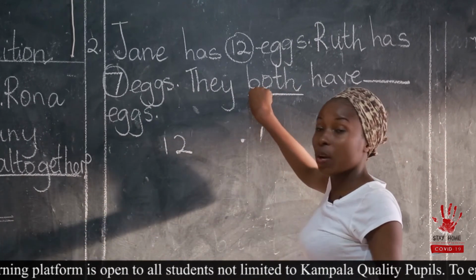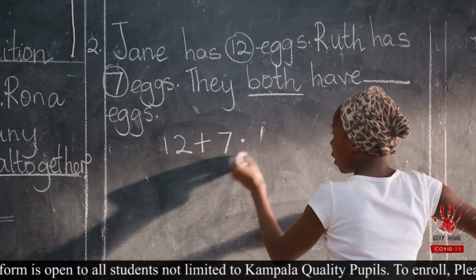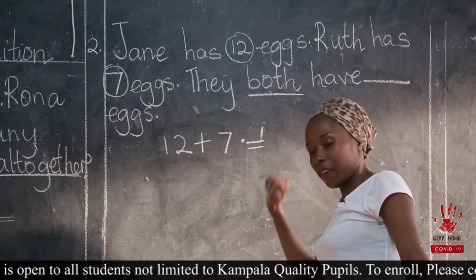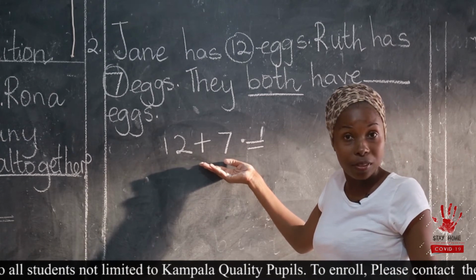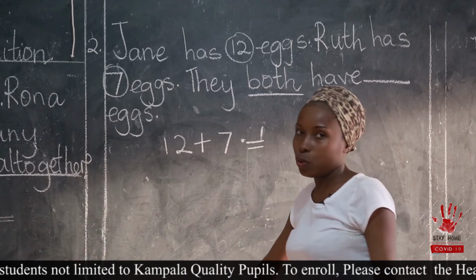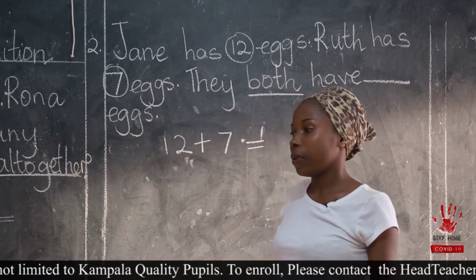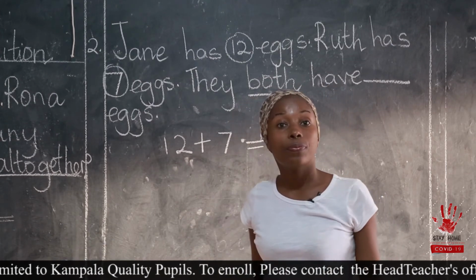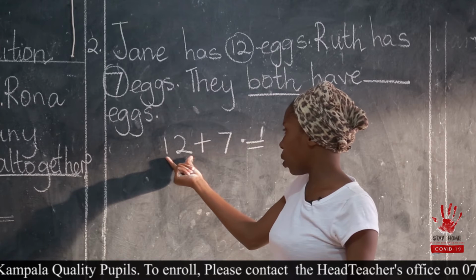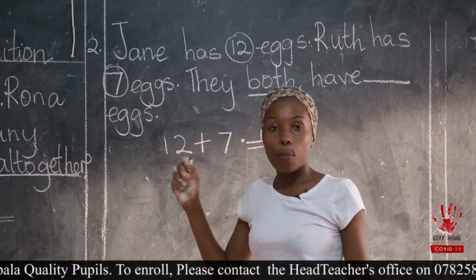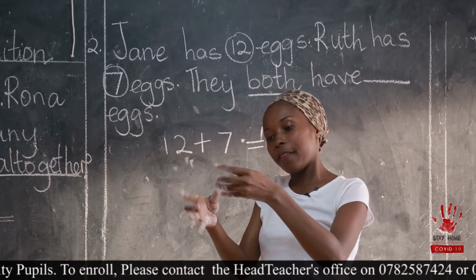But what am I going to do with them? I am having the keyword here, which is both. And both is calling for addition. 12 plus 7. 12 plus 7 is equal, I don't know. Let's find out. This time we are going to use another way. Let's put the big number in the head and the small number on the fingers. Which one is the bigger number? Yes, the bigger number is 12 and the small number is 7. So I'll put the big number in the head and I count 7 fingers. 1, 2, 3, 4, 5, 6, and 7.